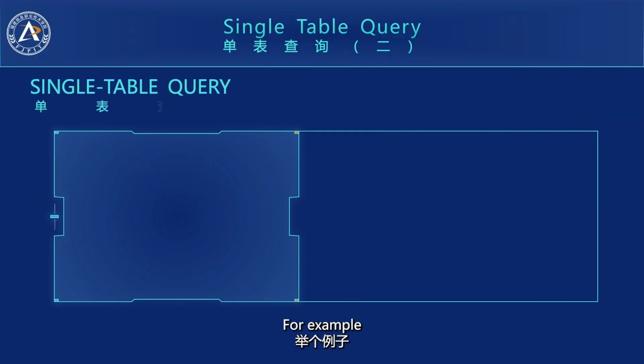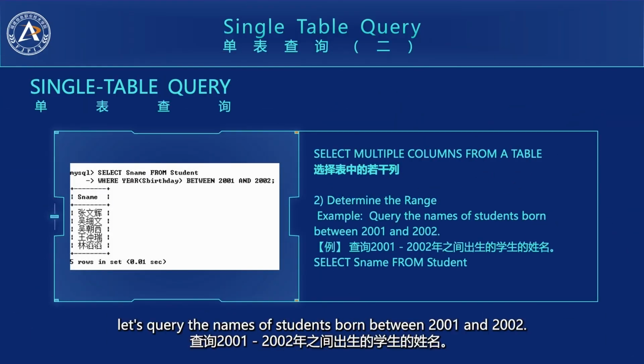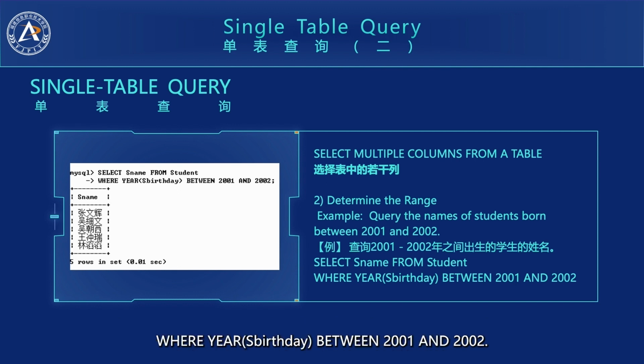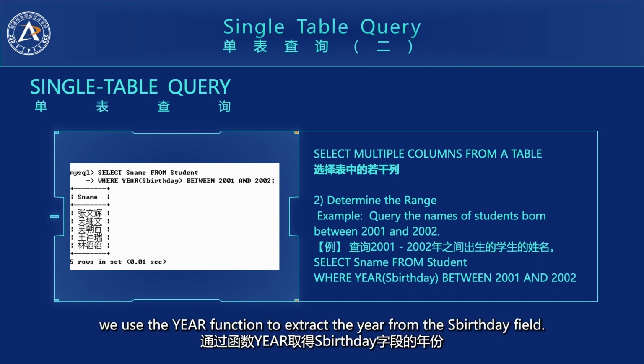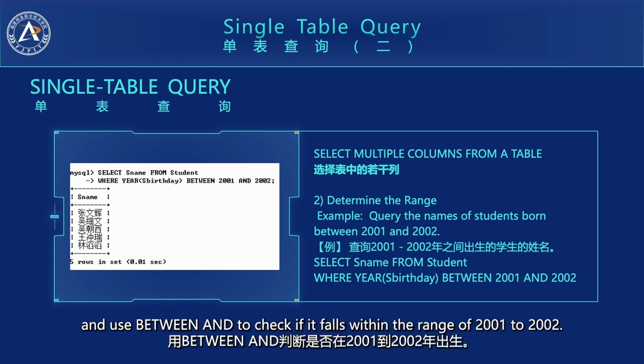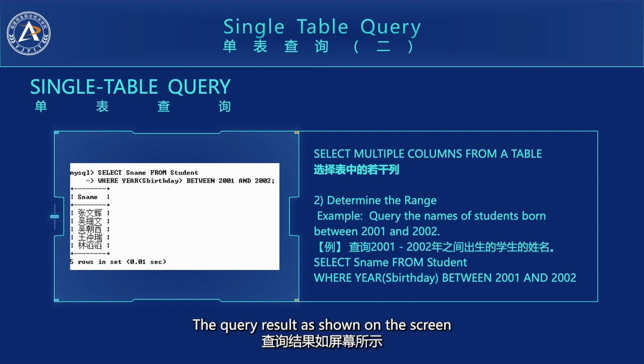For example, let's query the names of students born between 2001 and 2002, where year(birthday) between 2001 and 2002. In the where clause, we use the year function to extract the year from the birthday field, and use between and to check if it falls within the range of 2001 to 2002. The query result, as shown on the screen, displays the names of 5 students.